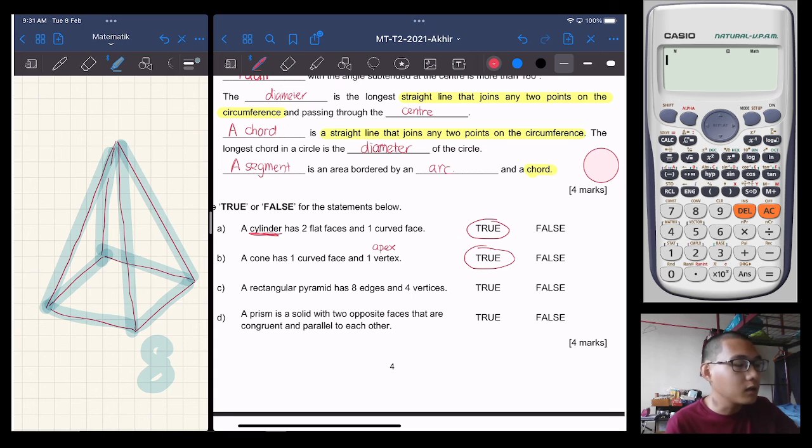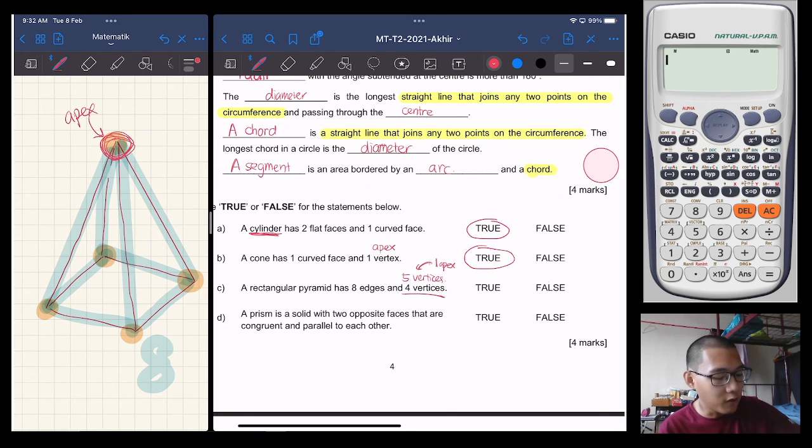Now, 4 vertices. This one you need to understand. Is it just 4 only? If I look carefully, we found that not only 4, we have 1, 2, 3, 4 vertices, and another vertex is here. This vertex is the apex. So in total we actually have 5 vertices here, not 4 vertices. These 5 vertices don't mean that all are apex. There is 1 apex and 4 vertices. The statement says a rectangular pyramid has 8 edges and 4 vertices only, but we have another vertex here that it didn't count. So it's a false statement.